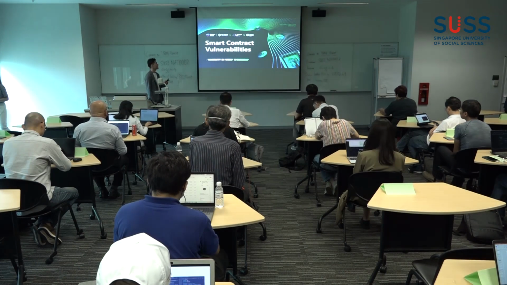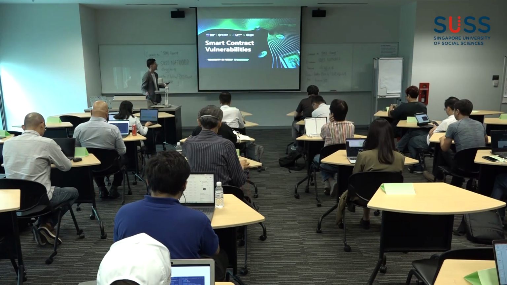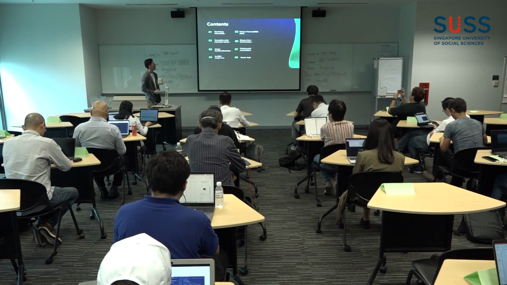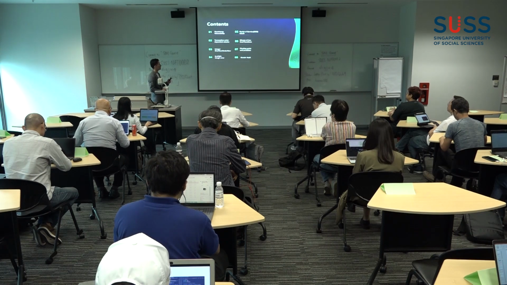Now we're going to talk about smart contract vulnerabilities. Okay, here's the syllabus. We're going to talk about 7 different types of attacks.